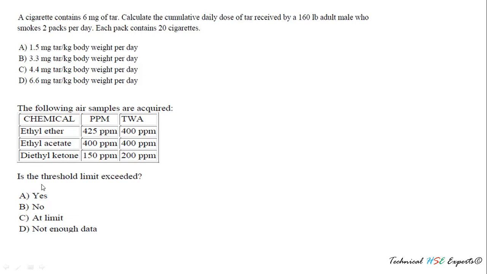Are you getting 2.81? I just added the terms, including 150 divided by 200. It is 2.81, so it is more than 1, right? So obviously it is exceeding. Yes, the option will be A.